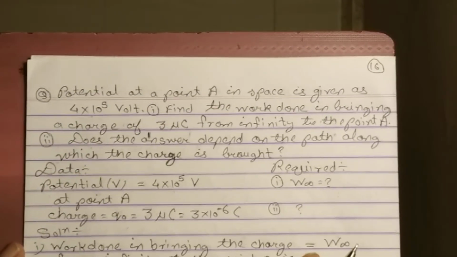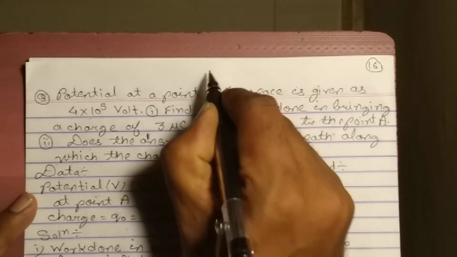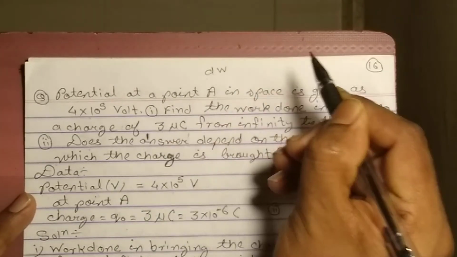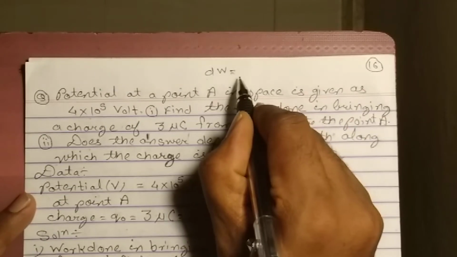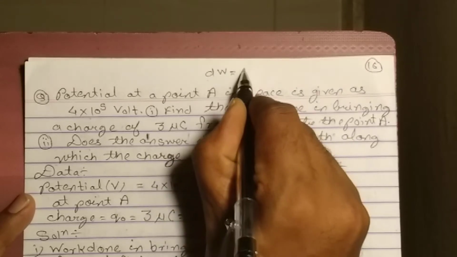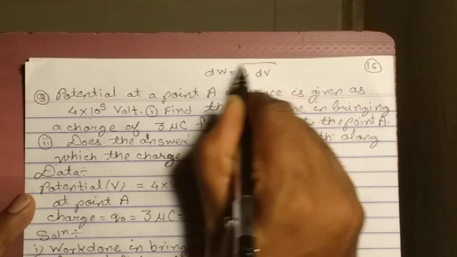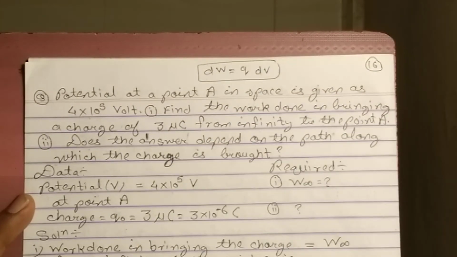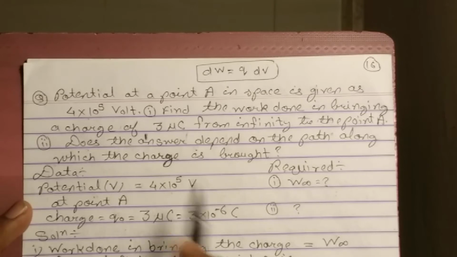Now I am going to solve numericals based on the relation between work done, charge, and electric potential. So students, dW equals Q multiplied by V, or dV. You have to remember this formula. This relation I'm going to apply, and let us solve the numerical first.